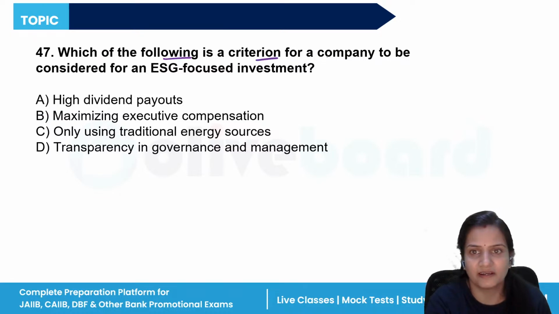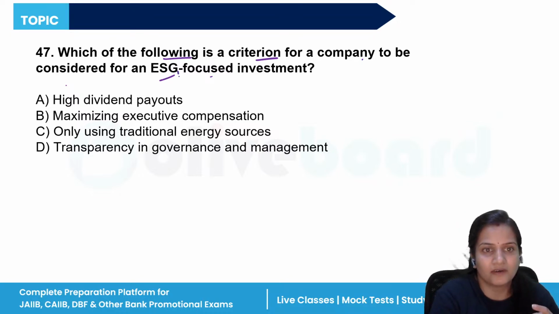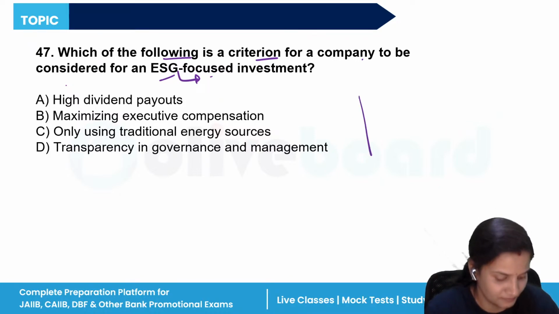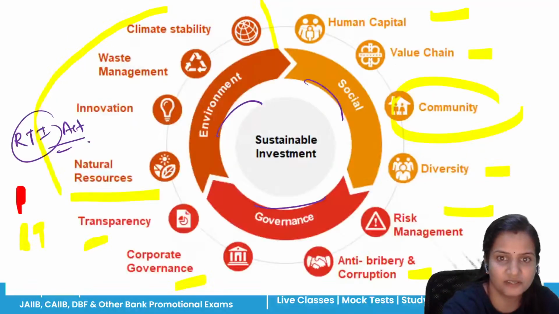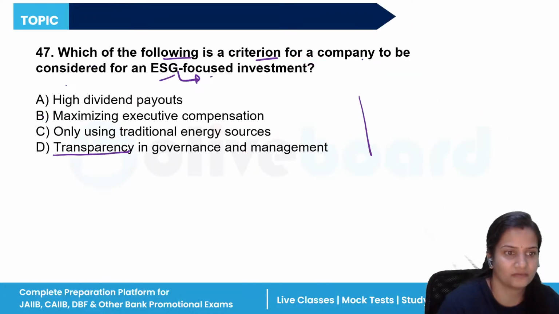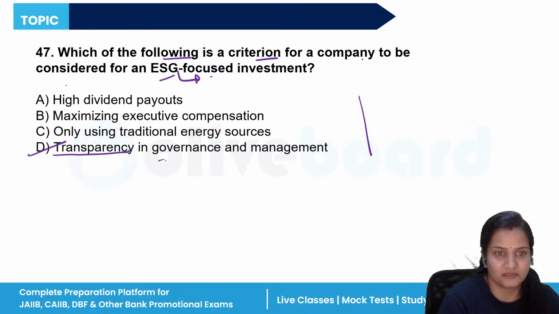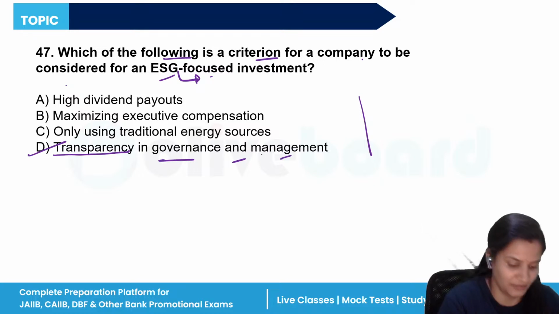Which of the following is a criterion for a company to be considered ESG focused? We have seen in governance there was one word, and that word will help you in finding the answer. Yes, correct. That word was transparency. If you have seen this properly, see the transparency. So option D will be the correct answer: transparency in government and management.